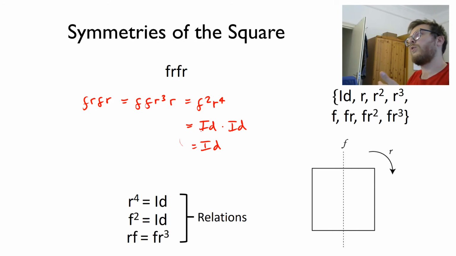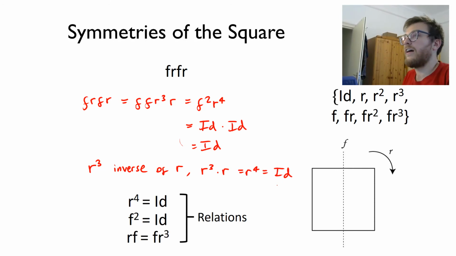By writing all of our symmetries in terms of R and F, it's very clear that R cubed is the inverse of R. Because if we do R cubed and then we do R, that's the same as R to the 4, which is the same as the identity.